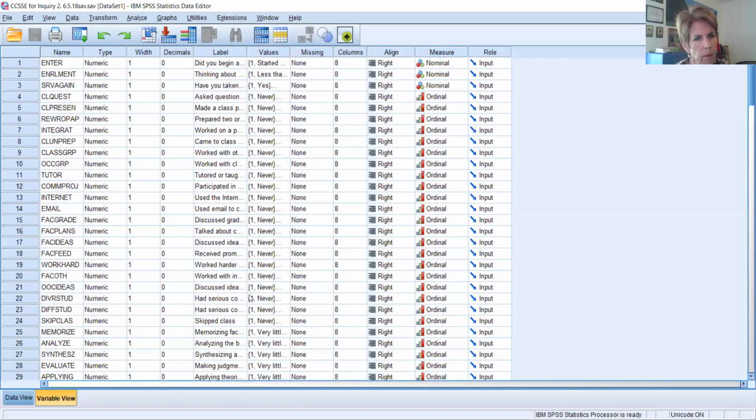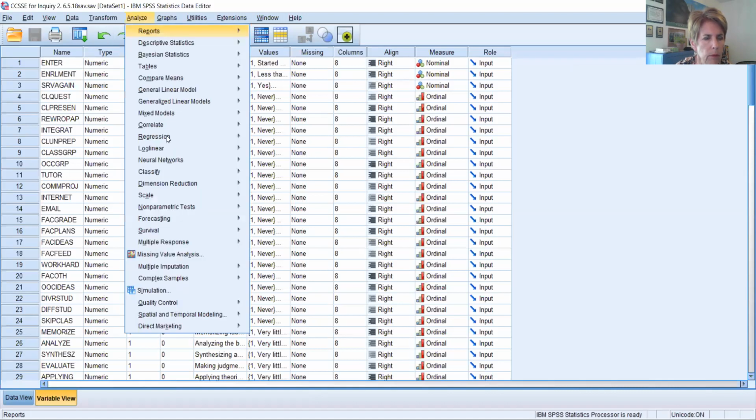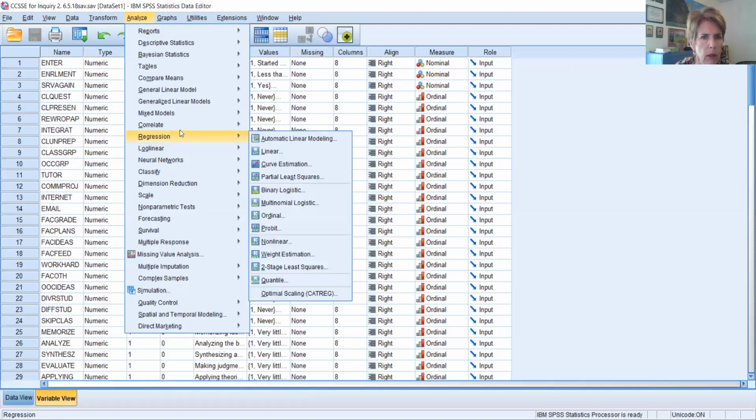So let's say I want to know how active and collaborative learning and student-faculty interaction predicts gains in general education. But I want to control for being an English language learner and for being married. So let's show you how to do that. I'm going to go to Analyze, Regression, and then Linear.